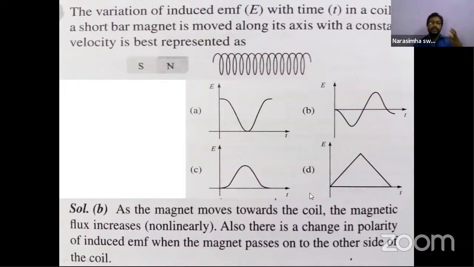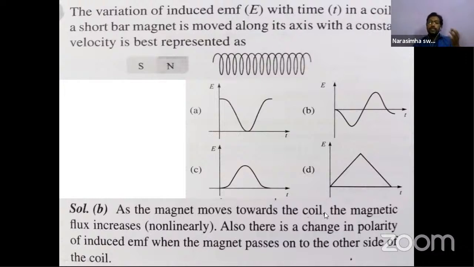Magnetic flux increases because we know the solenoid behaves as a normal magnet, and near the poles more flux will be there, and away from the poles less number of lines of force will be there. Now the magnet is moving towards the solenoid. The moment it is reaching one edge of that, there more flux will be there. So the magnetic flux increases.